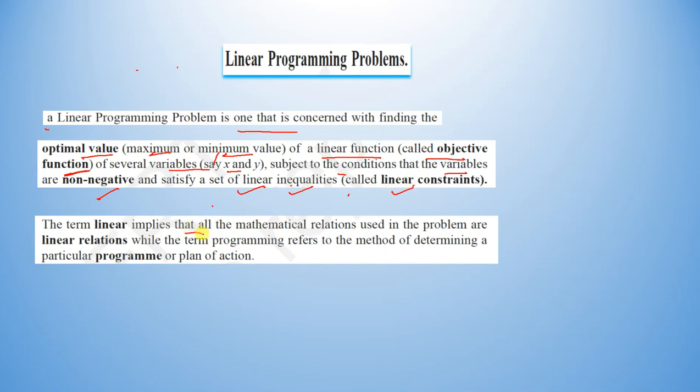Why is it linear? Because all the inequalities as well as the objective function, they are linear, so it is called a linear programming problem. Programming means it refers to the method of determining a particular program, or you can say the plan of action, how to solve it.